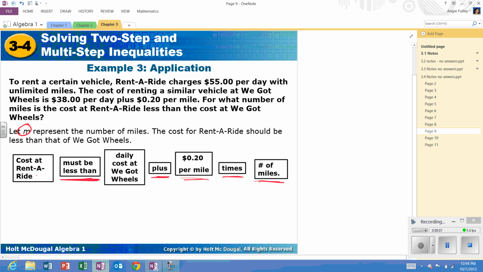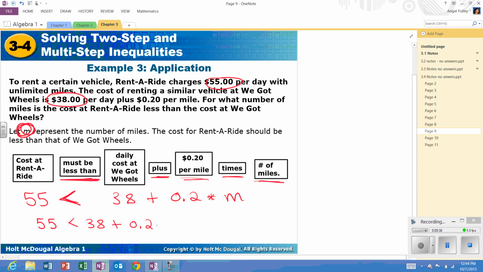All right, so let's plug in our numbers. The cost at Rent-A-Ride is up here. It's $55 a day. That has to be less than the daily cost of We've Got Wheels, which is 38, plus 20 cents times the number of miles. Well, we don't know the number of miles, but we're going to let M represent that. So now I'm going to rewrite my inequality. 55 has to be less than 38 plus 0.2M.